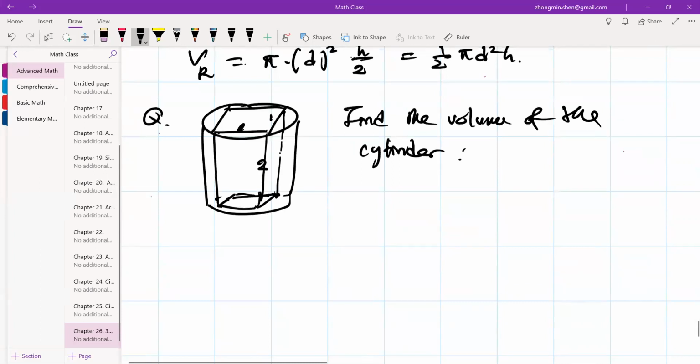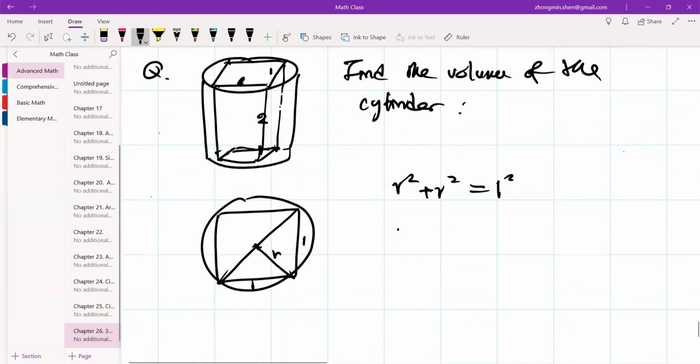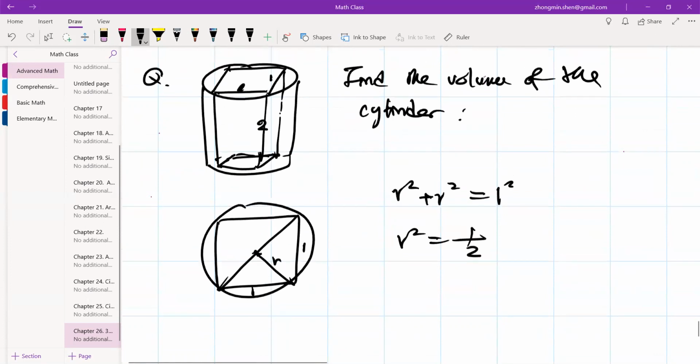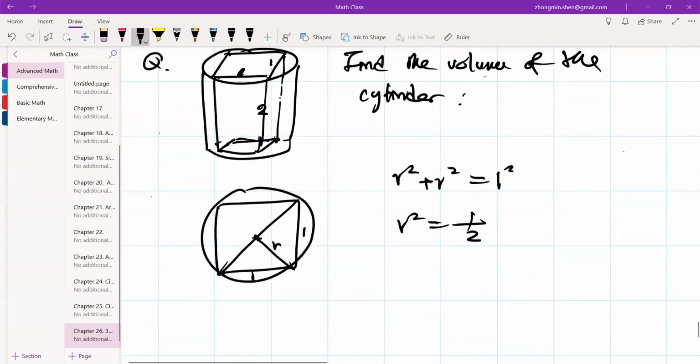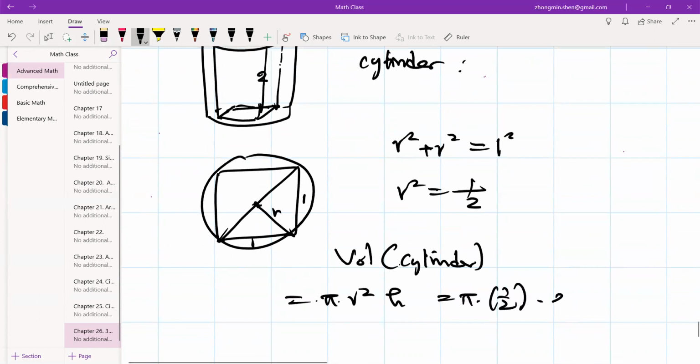All right, so all I have to do is reduce it to the circle problem. So you have a square. You need to find the radius, because this is one, this is one, and you draw it, and this is R. So R squared plus R squared equals 1 squared, so R squared equals 1/2. That's all you need to know. You don't need to solve for R. Once you figure out the radius, then you know the volume, right? The volume of the cylinder is going to be pi R squared times H. R squared is 1/2, H is 2. That's easy, right?